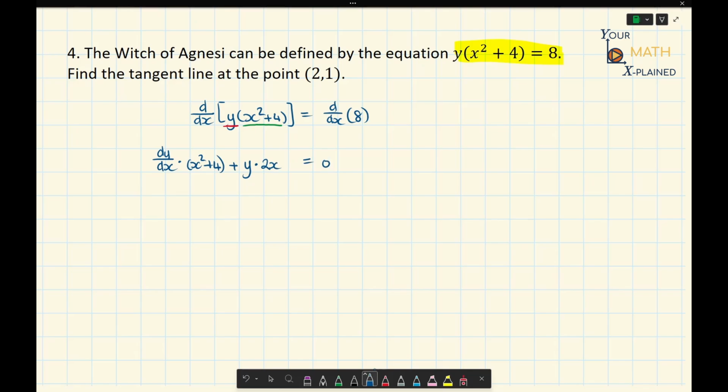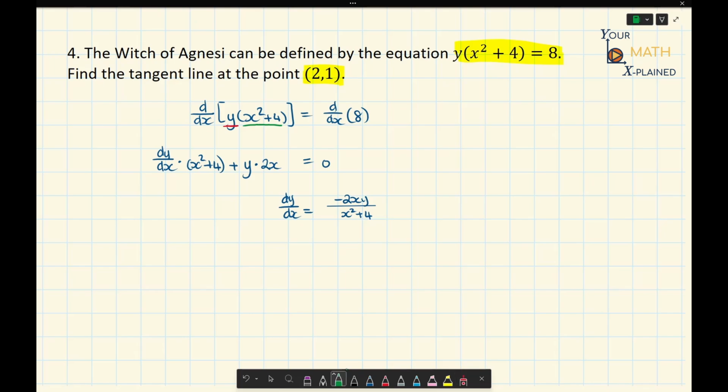So here we can go ahead and isolate our dy dx. So we get dy dx is equal to negative 2xy over (x squared plus 4). Now the question is asking us to find the tangent line at the point (2, 1). So we've already been given our point. Our point is (2, 1). So we just need to use that to find the slope at that point.